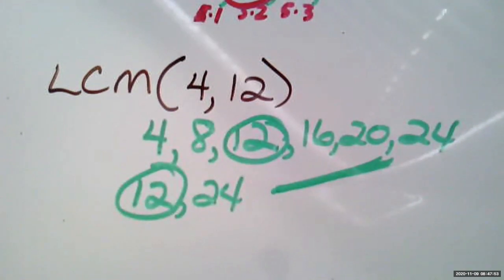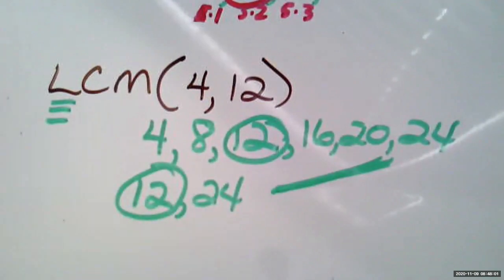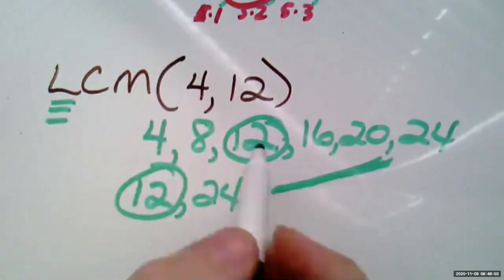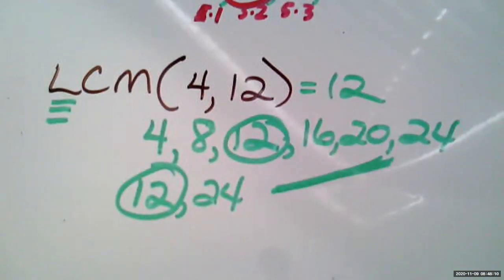Yes, they also have 36 in common. They have lots of multiples that they have in common. But the question is, what is the least common multiple, the smallest common multiple? And that would be 12. The least common multiple is 12 in this case. All right. Yeah, there you go.